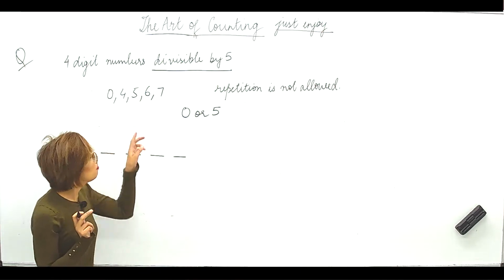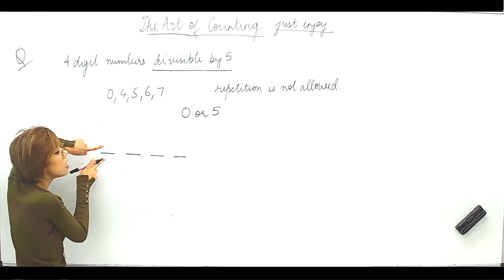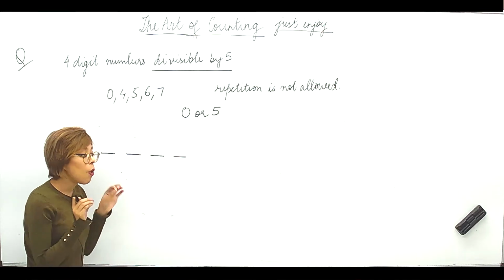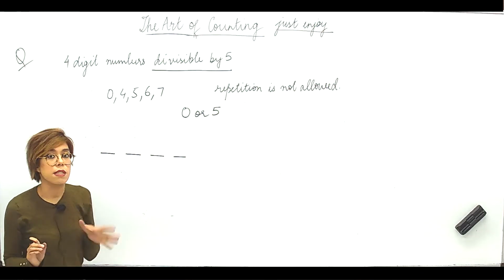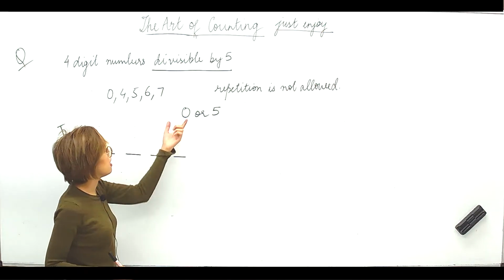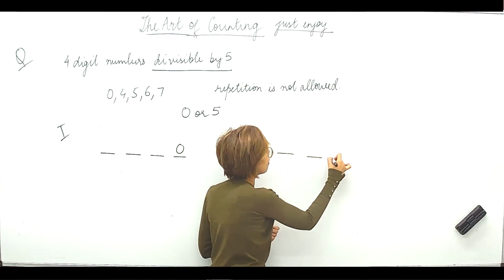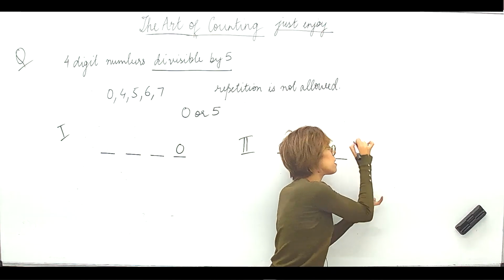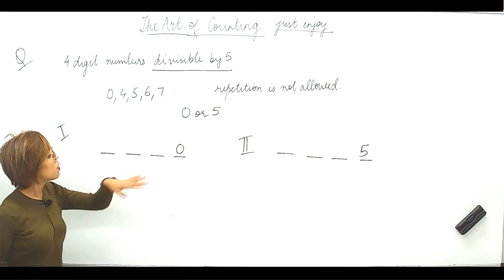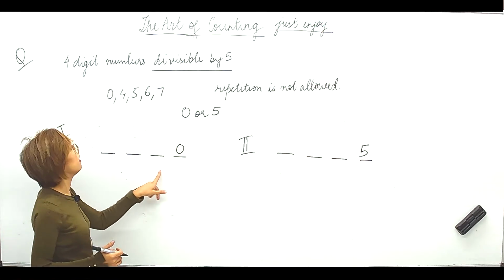But again, the problem will be created by this 0. I have to make sure that this 0 is not coming in the first place, the thousands place. So what can I do? Again, in order to avoid any error, I can make cases, because 0 is getting involved. So let's make the first case: 0 is at the unit place. Second case is, since I want the number divisible by 5, 5 is at the unit place. So I have 2 cases. Now let's count. So this is fixed now. Now let's put in the choices. Let's put in the numbers here.